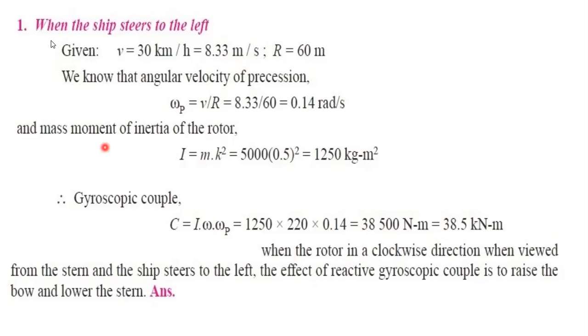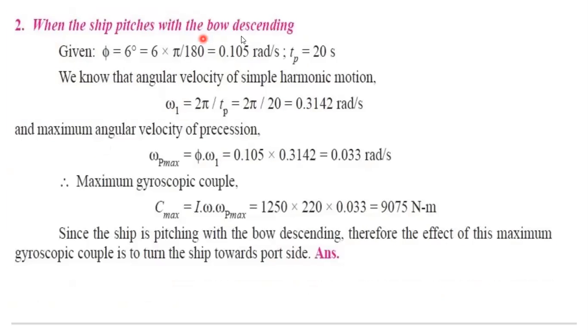So second condition, the ship pitches with bow descending, meaning the bow is getting downwards. Pitching angle, that phase angle they have given, 6 degree. So 6 degree, just convert into radian by multiplying by pi by 180. So you'll be getting it in terms of radian. Time period they have given us, 20 seconds.